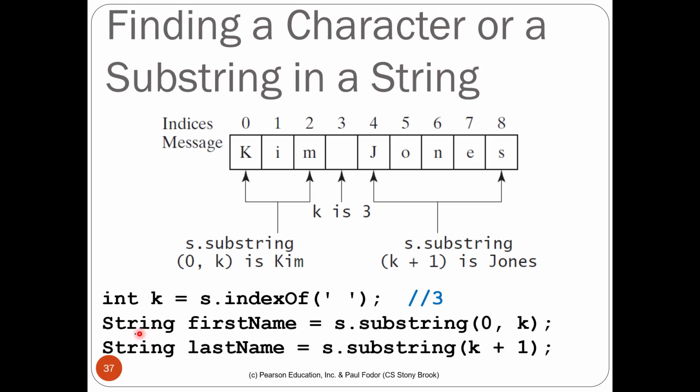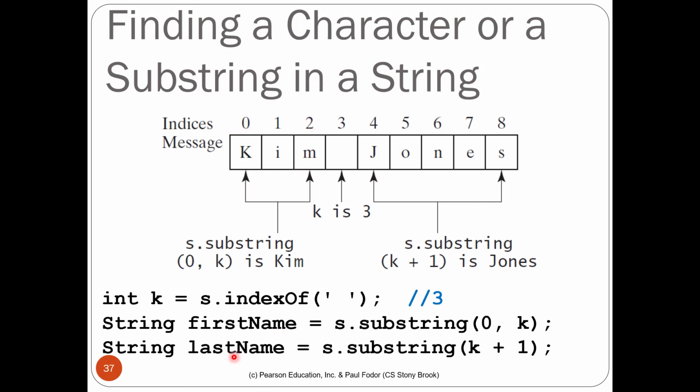So what you do: String firstName is equal to s.substring, start index is 0, the end index is k, which is 3 here. k is the index of the first space. We do not want the space character; we want all the characters till k minus 1. So s.substring with 0 and k will return all the characters starting from 0 till k minus 1, which is 3 minus 1, so 0, 1, 2. You get Kim as the first name.